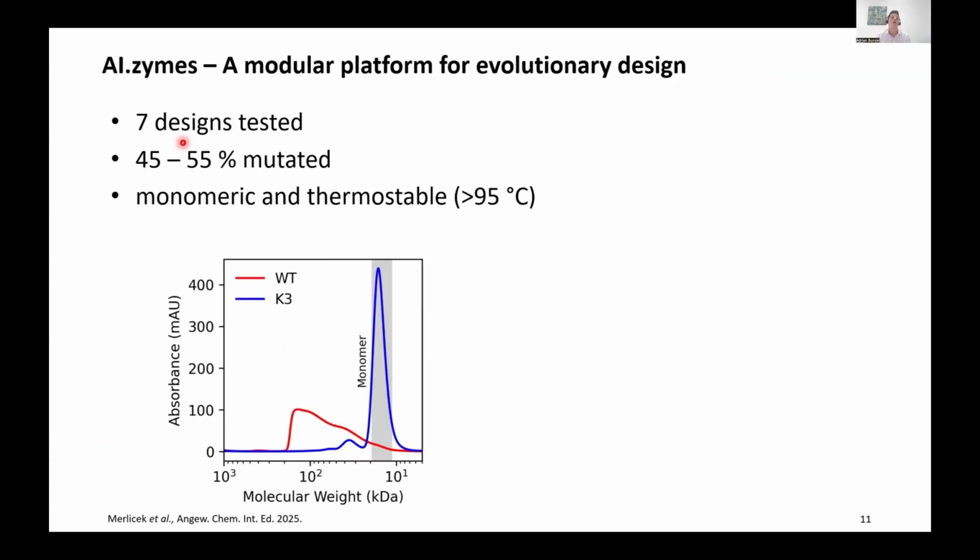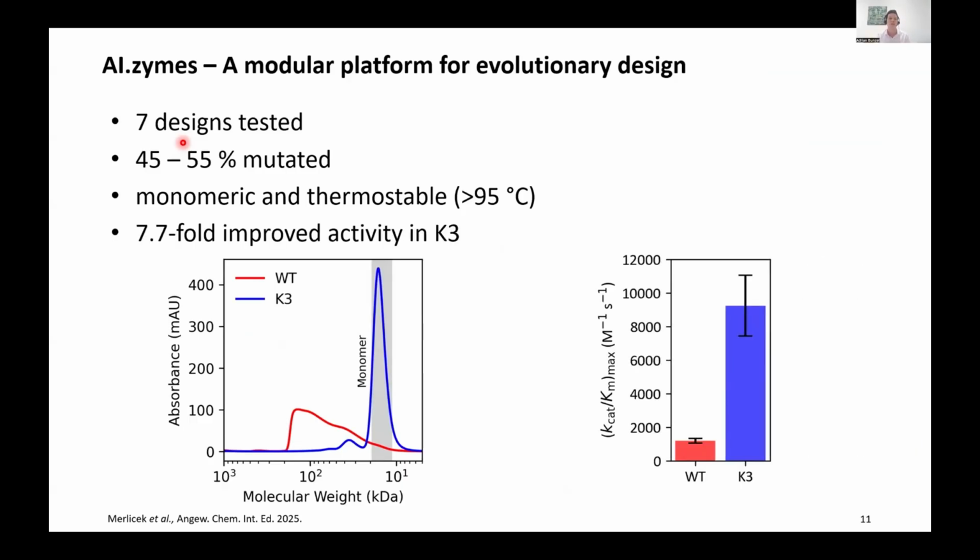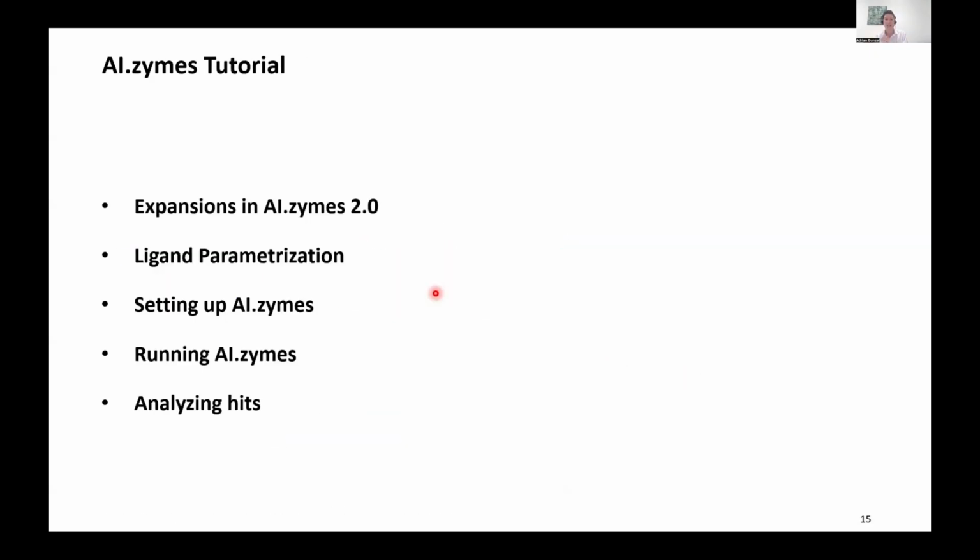Nevertheless, all tested designs were monomeric, all were thermostable, and all were really well behaved. And the best one was actually also improved in activity by almost 8-fold. So this is what we have in the paper. During the second half of my talk, I'd like to give you a little bit more of a walkthrough of how we use AI.zymes and how you could actually use it in your design campaigns.